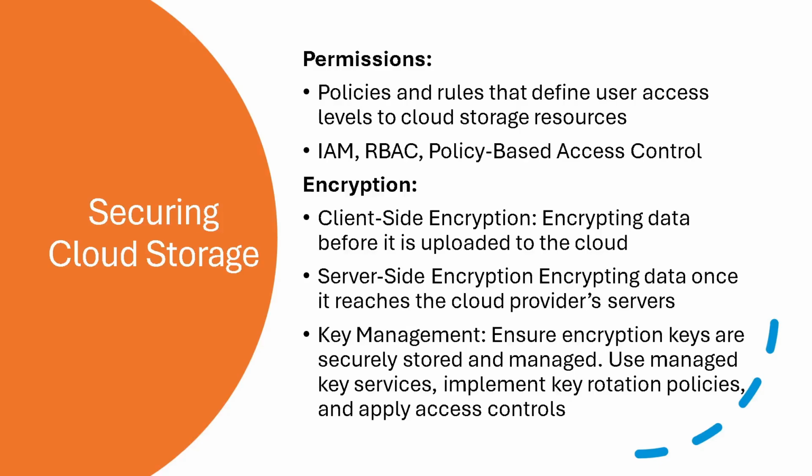Permissions are policies and rules that define user access levels to cloud storage resources. To implement these permissions, we use IAM roles, role-based access control, and policy-based access control. Encryption. Encryption ensures data is unreadable to unauthorized users by converting it into a coded format. The data is encrypted before it is uploaded to the cloud and is encrypted again once it reaches the cloud service provider's servers. We also need to make sure that the encryption keys are securely stored and managed. Use managed key services, implement key rotation policies, and apply access control for the same.